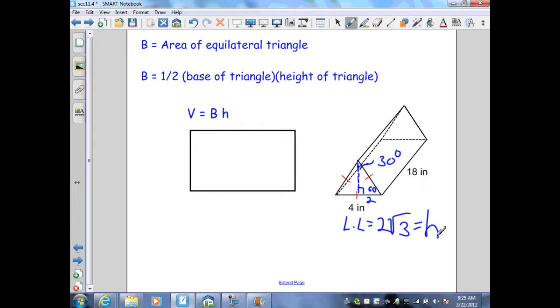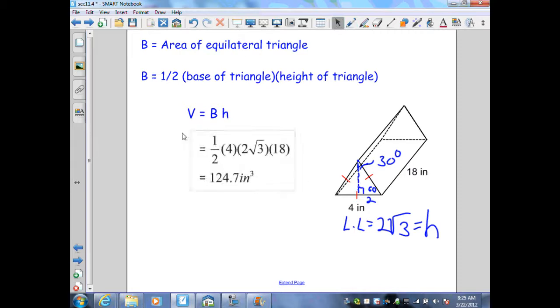Therefore, I can determine the value of the area of my triangle for the formula. Therefore, when I substitute back in, my volume is equal to 1/2 times the base of the triangle, which is 4, times the height of the triangle, which is 2 square roots of 3, times the height of the prism, which is 18. And when I substitute into a calculator, I get 124.7 inches cubed.